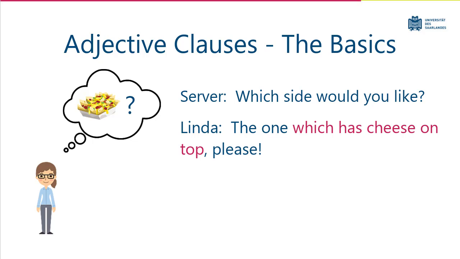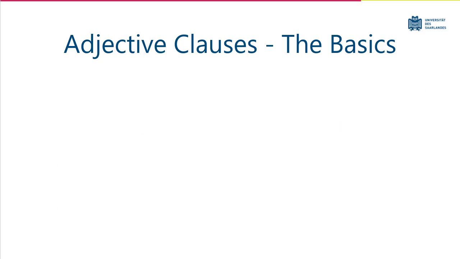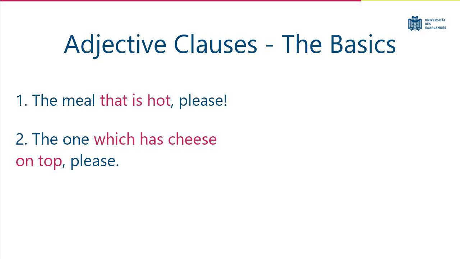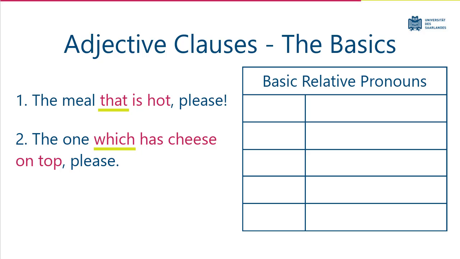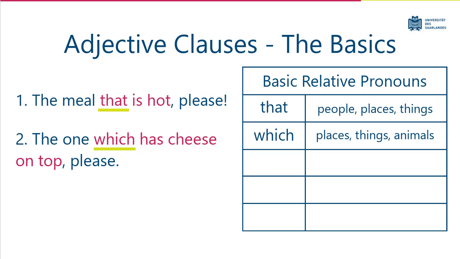As Linda goes to pay and find a seat, let's take a quick look at the adjective clauses she's used so far. To order her meal, Linda used the phrase, "The meal that is hot, please," and to choose her side, she said, "The one which has cheese on top, please." These are both adjective clauses describing a noun before them, but why is the first word of each clause different? Well, this leads us back to the term relative pronouns. Relative pronouns are the words that begin adjective clauses. So far, we have that, which can describe people, places, and things, and which is similar to that, but doesn't describe people, rather places and things, and sometimes animals.